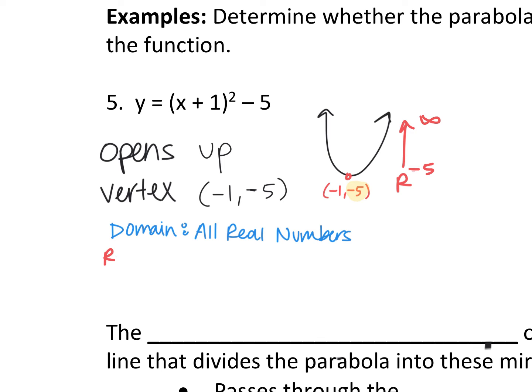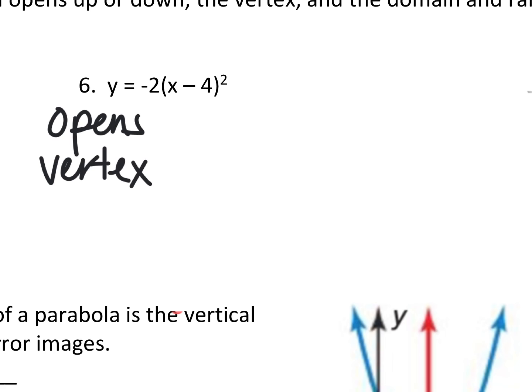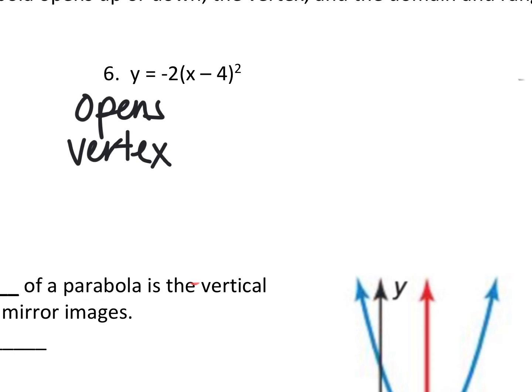So you can write that one of two ways. You could either do what we've been doing, like brackets at -5 to infinity. Or the other way to say it is y values greater than or equal to -5, meaning that all the y values are at -5 now. And this all real numbers, remember that's the same as -infinity to +infinity if you prefer to write it that way. On number 6, we want it to open which way? Down, you get a negative in front. And the vertex is where, Daniel?